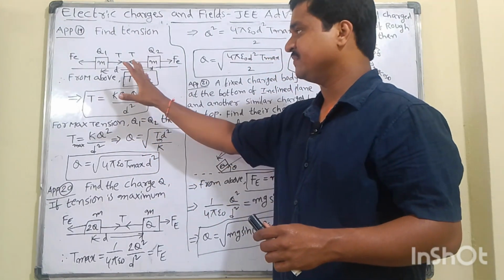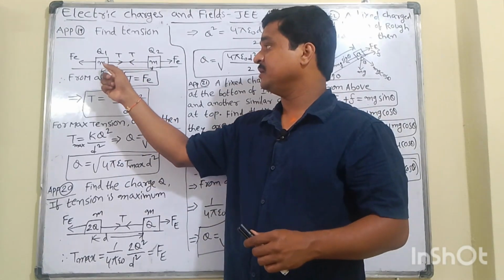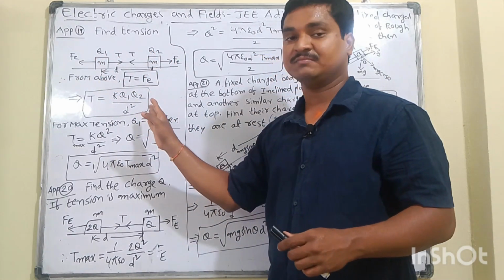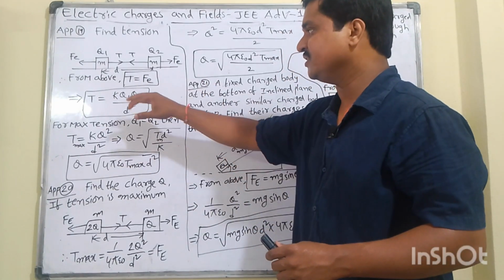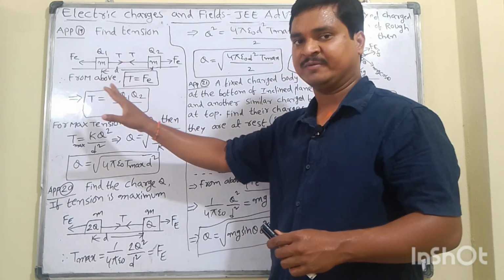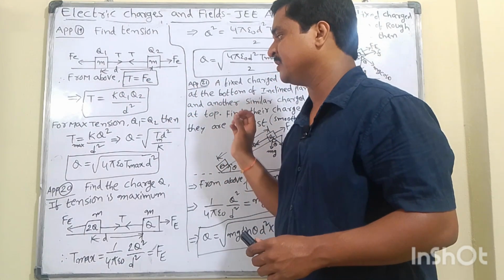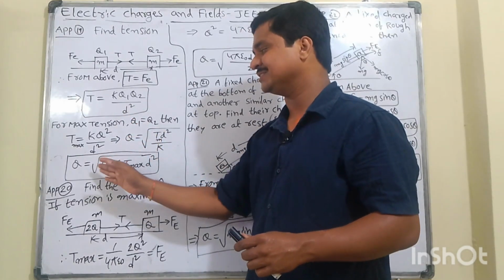Okay, now between the two blocks, if they mention the charges, they give in the problem that the blocks have charges q1, q2, and they ask to find the tension between the two charges or two blocks. In that case you need to equate at the equilibrium condition. At equilibrium, tension is equal to electric force. So you can apply the formula and you will get the answer. If they mention the maximum value of tension, you can find the charge.